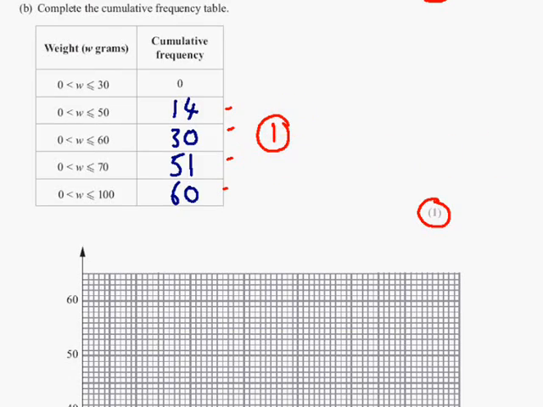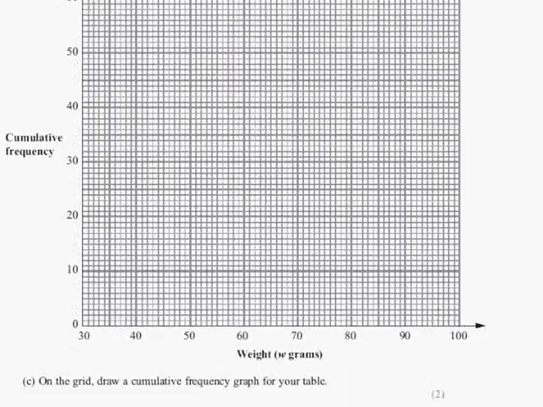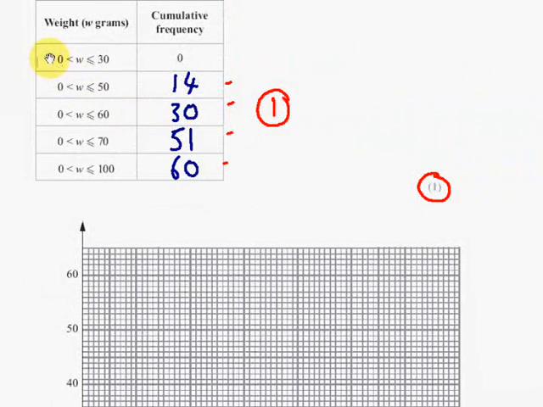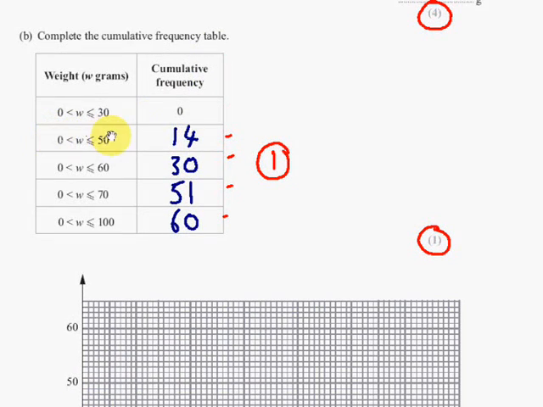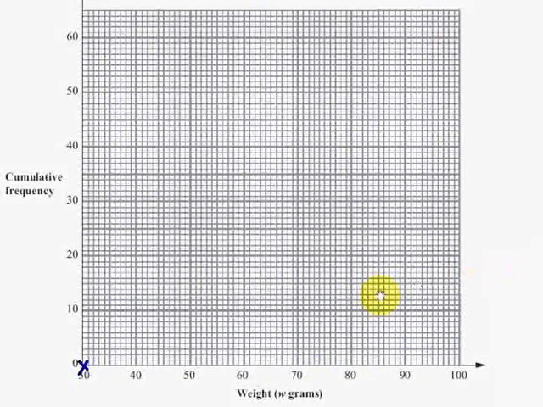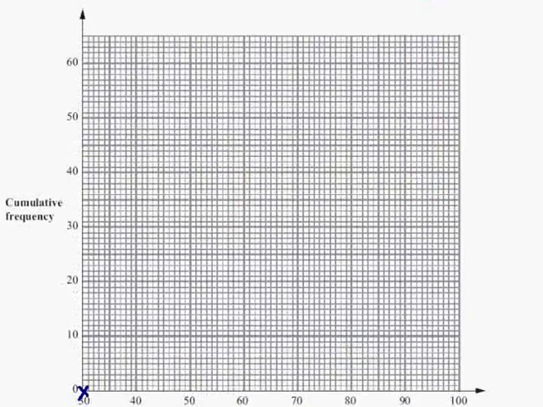Now we've done that, it asks us in part C, on the grid, draw a cumulative frequency graph for your table. Okay, so first one, from 0 up to 30 is 0 eggs. So up to 30 is 0 eggs, so it goes there. Now everything up to 50 grams is 14 eggs, which goes here.